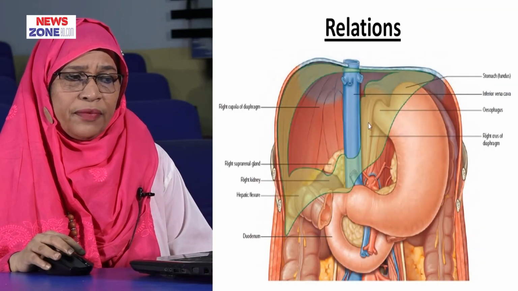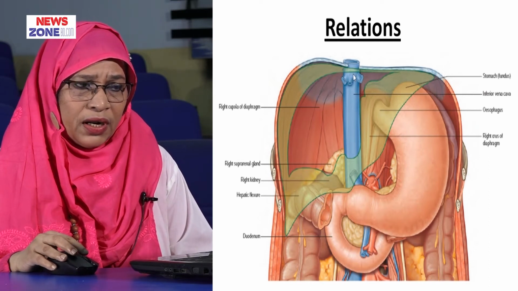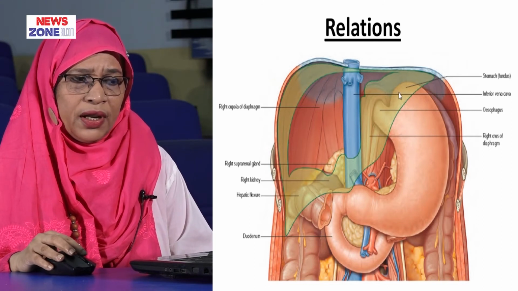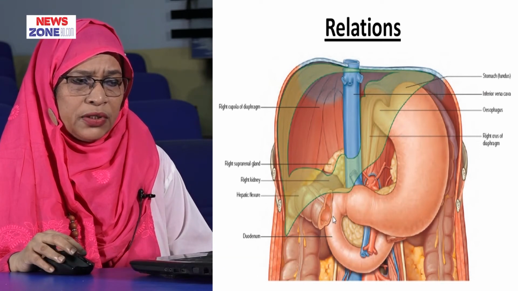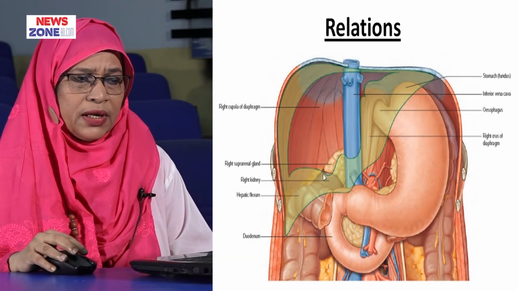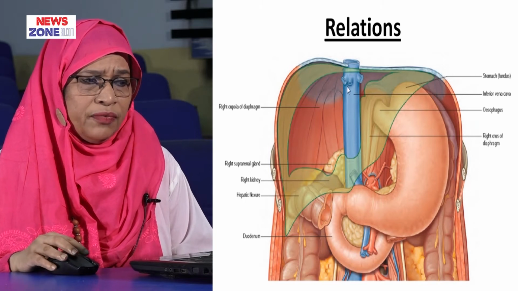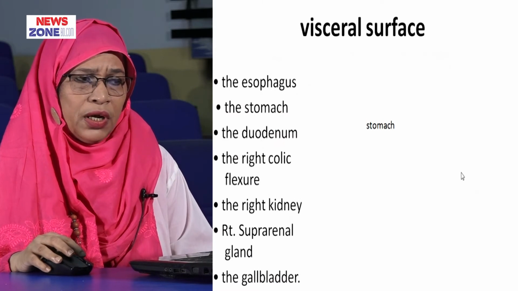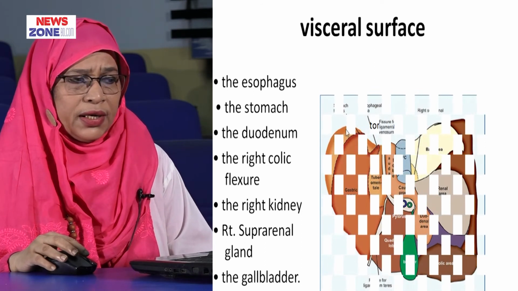Now the relations of these surfaces, that is, what structures surround the liver. The figure shows, from left to right, the esophagus, stomach, pyloric part of the stomach, duodenum, right colic flexure, suprarenal gland and kidney. They all surround the liver. These are regions of the inferior surface mainly, and the inferior vena cava is present on the posterior surface.